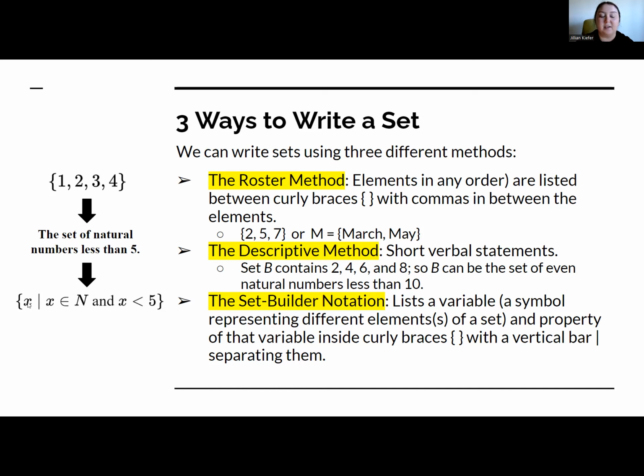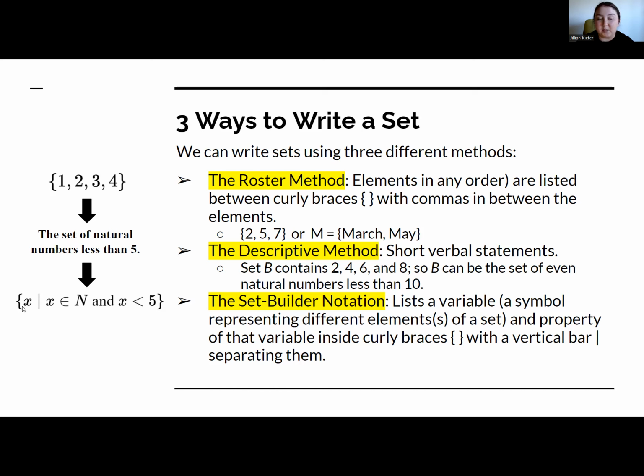So we say X, and then we put the vertical bar. I'm saying my item, my member, my element, X, line, property. So I'm talking about X, and here's my property. X is in N, being the natural numbers, and X is less than 5. So I've written out, in mathematical language, what I said in my descriptive method.